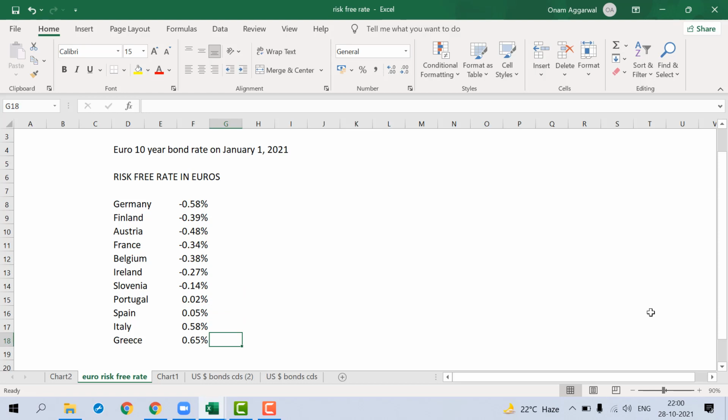Now, let's say you're a Greek company and you're having your cash flows in euros. What risk-free rate will you take when it comes to valuing your cash flows? Will it be a German rate, a Finland rate, or a Greek rate? If you answer German rate, then you're right.